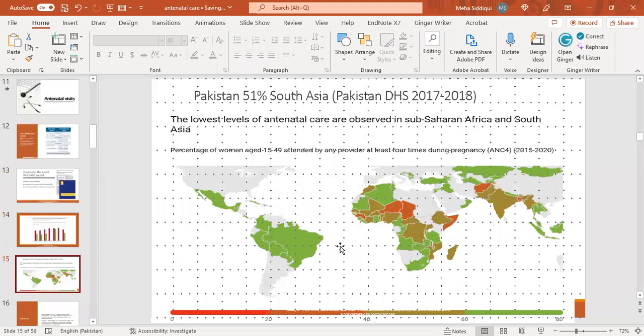Then comes Pakistan. The lowest levels of antenatal care are observed in sub-Saharan Africa and South Asia. In Pakistan, 51% of women aged 15 to 49 were attended by any provider at least 4 times during their pregnancy. That is, they have 4 visits. This is the percentage of Pakistani women, 51%. The green color shows the 60 to 80% of women getting 4 visits.